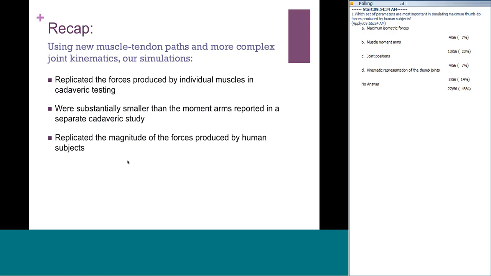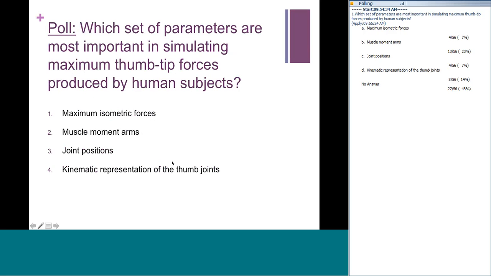So keep in mind, we went from a model that overestimated forces produced by individual muscles and underestimated forces produced by human subjects to a model that replicated both. So we decreased the individual forces, but increased the endpoint for the combined forces. So I'm going to go back to this exact same question and ask you, has anything about the simulations we've completed led you to better understand which of these factors was most important in simulating maximum thumb tip forces?